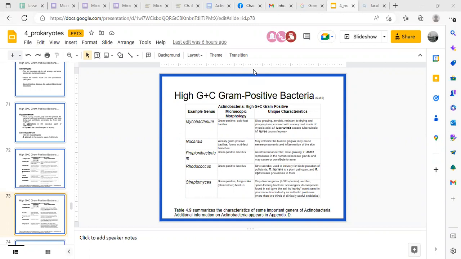Another genus you have is Nocardia, which colonizes the human gingiva. This may cause severe pneumonia and inflammation of the skin. Propionibacterium.